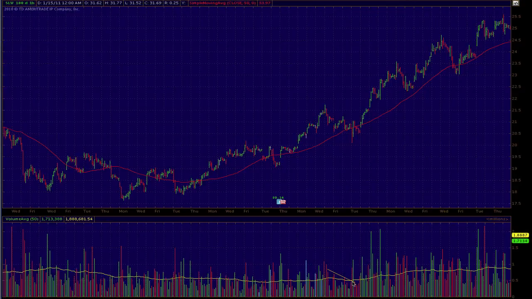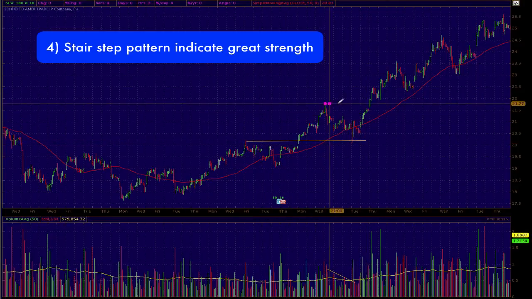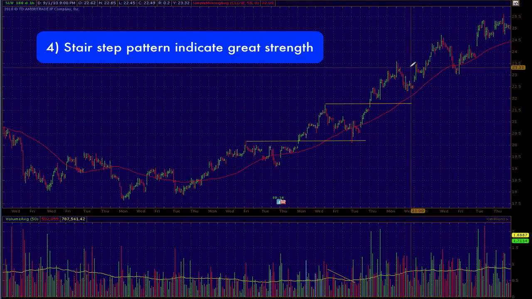The fourth thing is something we call the stair steps, and that's our favorite trend following pattern. Let me just show you that. It's when it comes back and maximum tests the prior swing high in an uptrend. Like these.